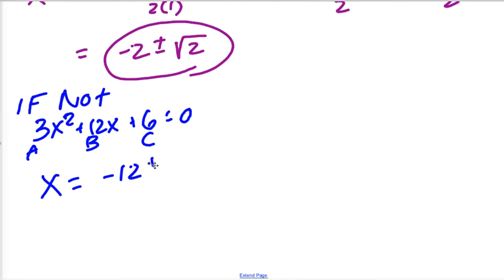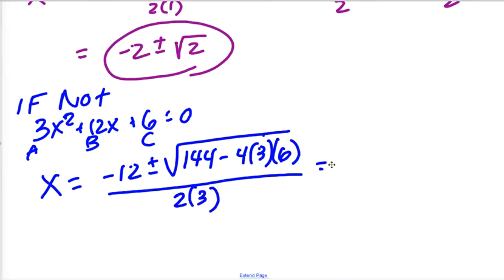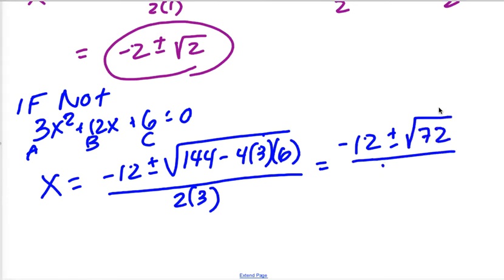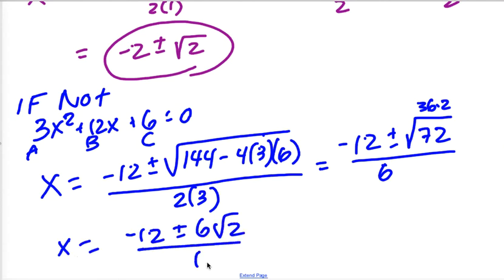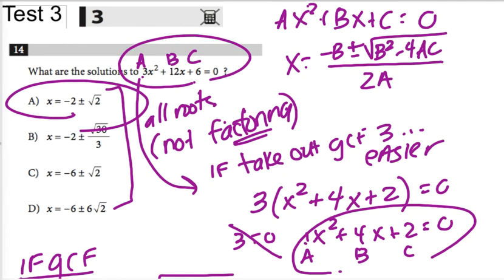So negative b plus or minus the square root of b squared minus 4 times 3 times 6, and then 2a. What's going to happen is I'm going to get negative 12 plus or minus the square root of 72, because 144 minus 72. Then I look at 72 and realize it's 36 times 2, so I can pull out the root 36, which is a 6. So I get that x is negative 12 plus or minus 6 root 2 all over 6, and now I can divide both of these terms and get negative 2 plus or minus root 2, which is the same answer but a little bit more work. So again, the answer is A.